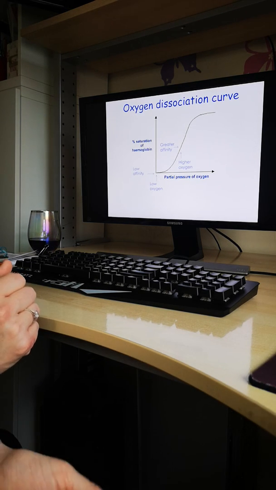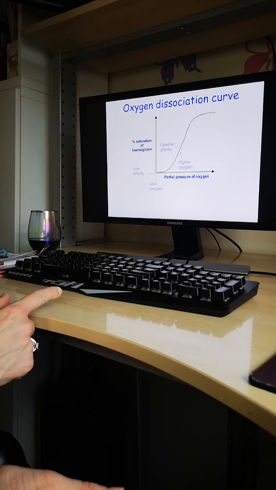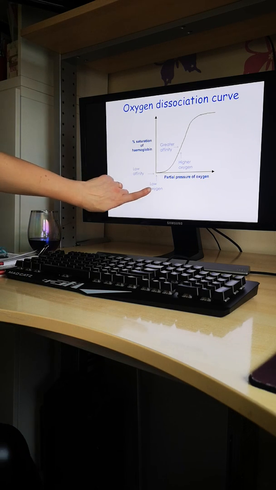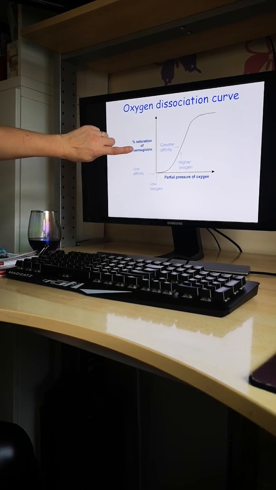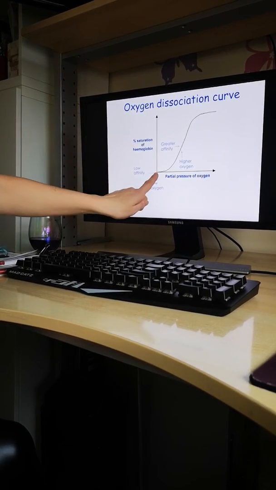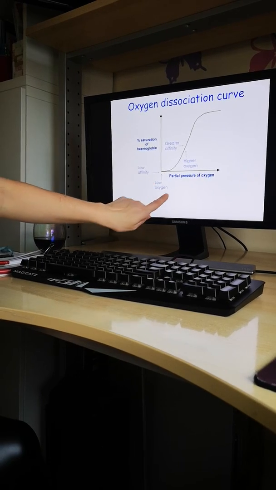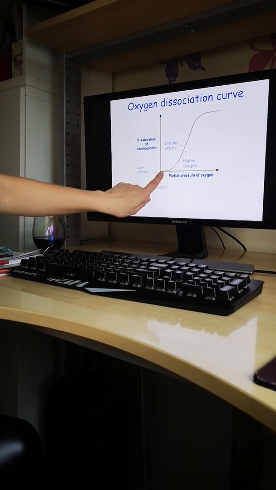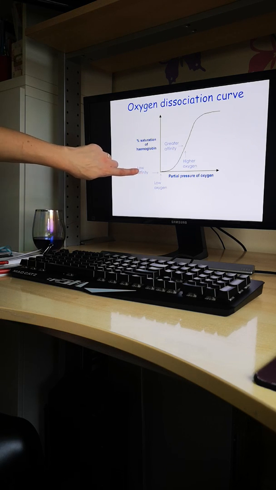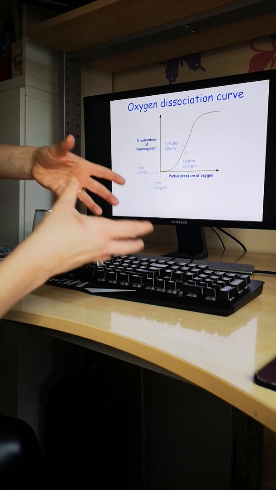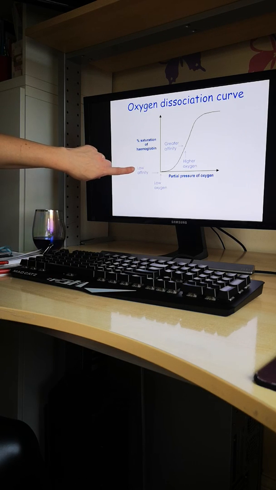So thinking about haemoglobin then, why is the saturation so low when the partial pressure is low? Well, in low oxygen conditions, haemoglobin has got a low affinity for oxygen, so it doesn't bind to it very readily. It's more likely to unbind and unload the oxygen.